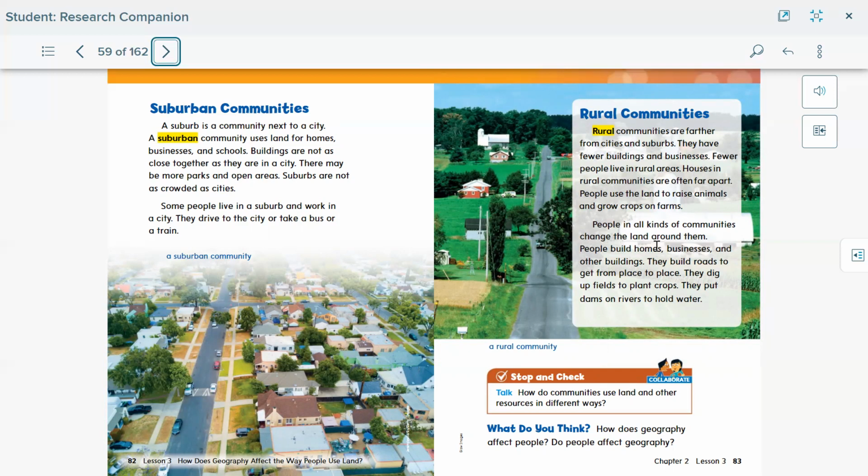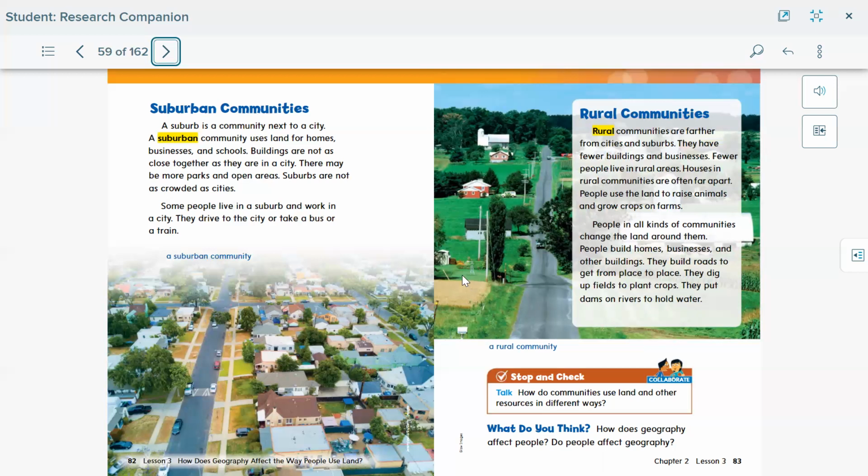People in all kinds of communities change the land around them. People build homes, business, and other buildings that provide service for them. They build roads to get from place to place. They dig up fields to plant crops, and they put dams on rivers to hold water. So regardless of what community people live in, they make changes that help people to get what they need.